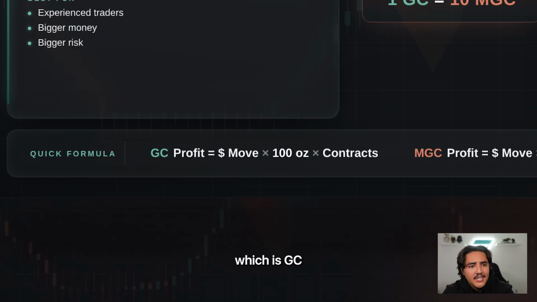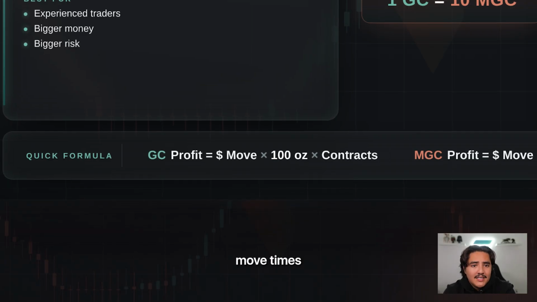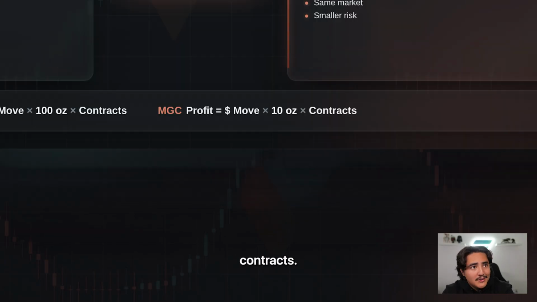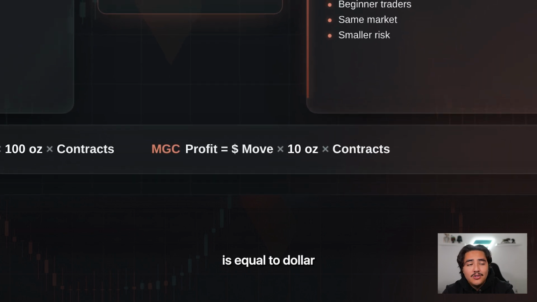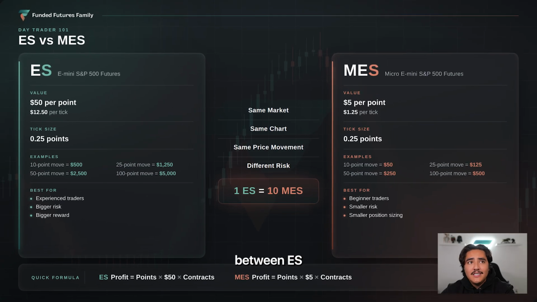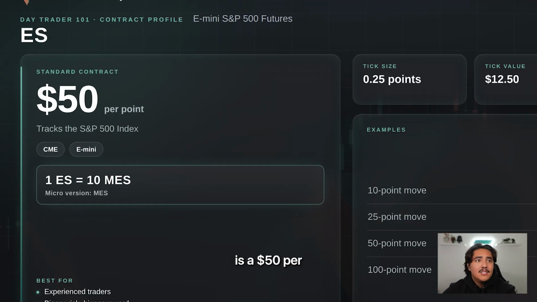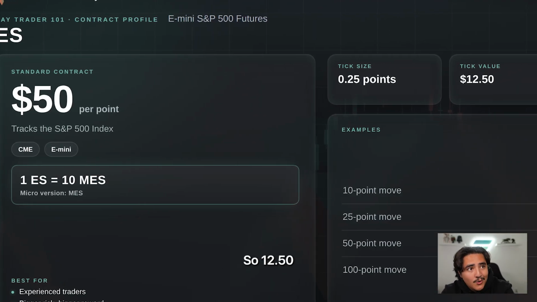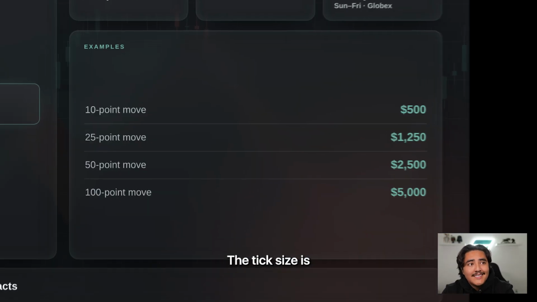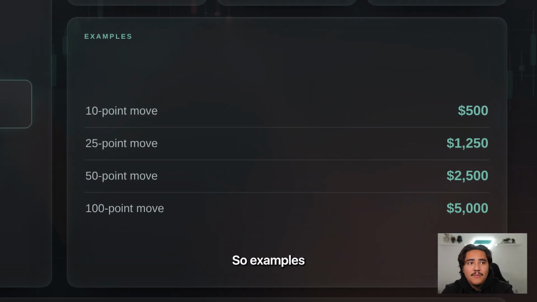We do have a formula: GC profit is equal to dollar move times 100 ounces times contracts. And same thing with micro: micro profit is equal to dollar move times 10 ounces times contracts. Now we have the difference between ES versus MES. ES is a contract of E-mini S&P 500 futures. There's a $50 per point value, so $12.50 per tick. The tick size is 0.25 points. So examples, if you have a 10-point move, you're going to get $500. 25-point move, $1,250. 50-point move, $2,500, and 100-point move, $5,000. This is best for experienced traders.